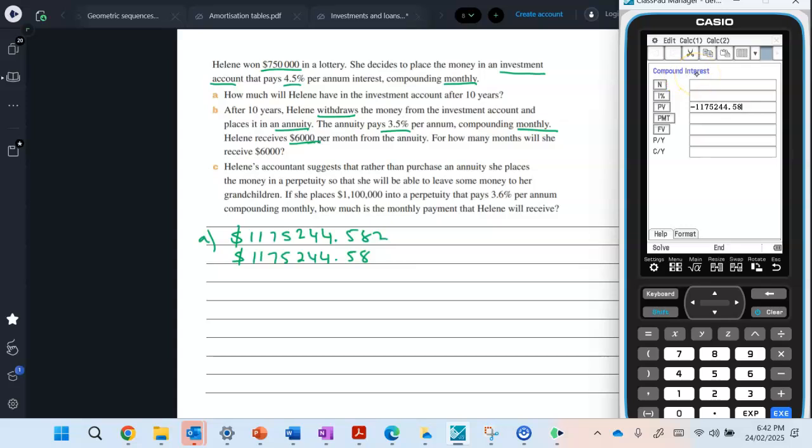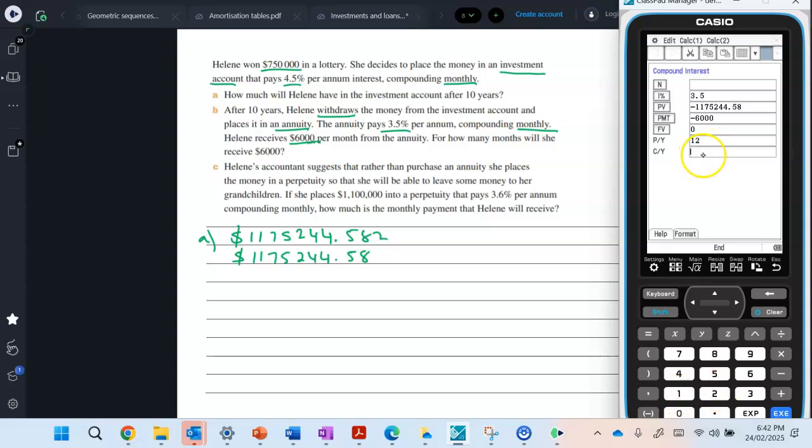All right, so there's our amount that we're putting into the annuity. It pays 3.5%, and she's receiving $6,000 per month. So let's put that in. The future value is 0, because with an annuity it eventually goes to 0, a bit different to a perpetuity, which always stays the same as your initial investment.